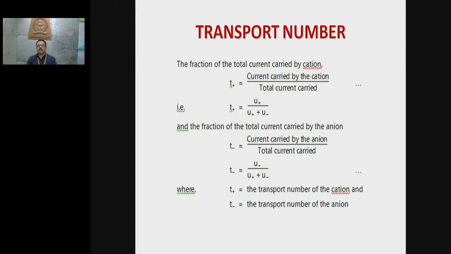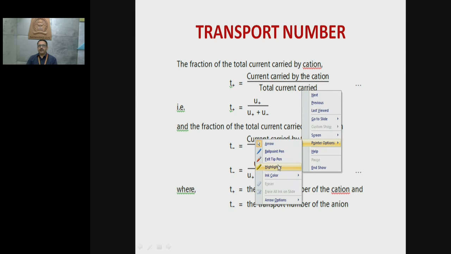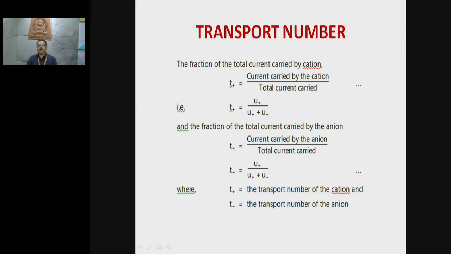T+ is the notation used for the transport number of the cation, while T- represents the transport number of the anion. The transport number of the cation, T+, is equal to the current carried by the cation divided by the total current carried by the solution, both anion and cation. Mathematically, T+ is equal to U+ divided by U+ plus U-. The numerator is the speed of that cation, while the denominator is the summation of speeds of both ions.